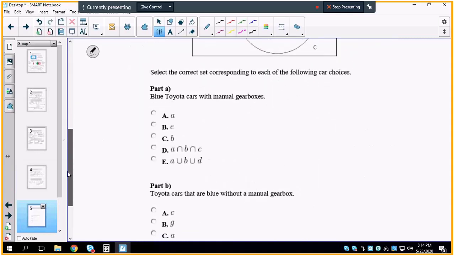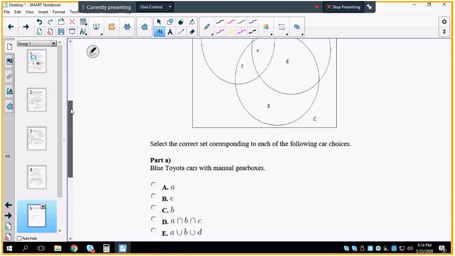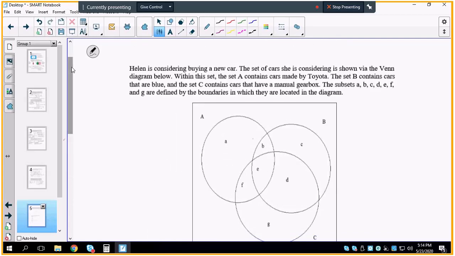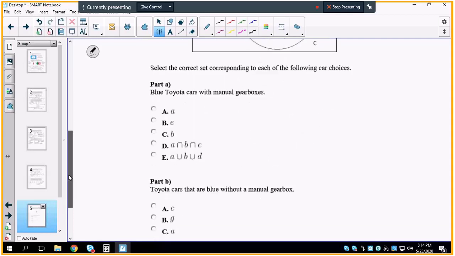The first question is, select the correct set that corresponds to each of the following car choices. Part 1. Blue Toyota cars with manual gearbox. So I want blue. Blue is B, so I should be in the B circle. Toyota, so I should be in the A circle. Manual gearbox, so I should be in the C circle. So which is the portion that is in all of A, B, and C? That is the overlap of all three of these things. So I will say my answer is going to be E.